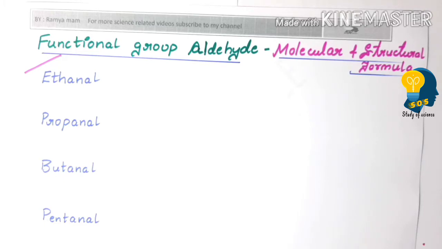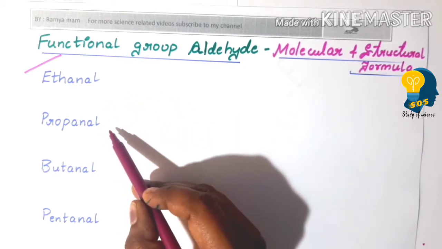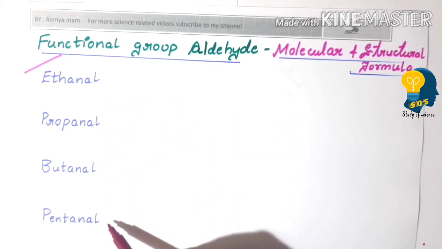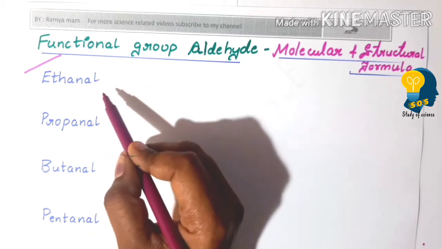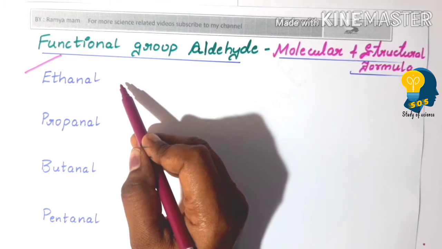In this session, I am going to teach you how to write the molecular as well as structural formula for the functional group aldehyde. Here I have some examples for the aldehyde functional groups: ethanal, propanal, butanal, pentanal, it continues, hexanal, heptanal, octanal, it continues. As methanal is the simplest form of aldehyde, I have not considered it to write the molecular as well as the structural formula for this session. We will start from ethanal.